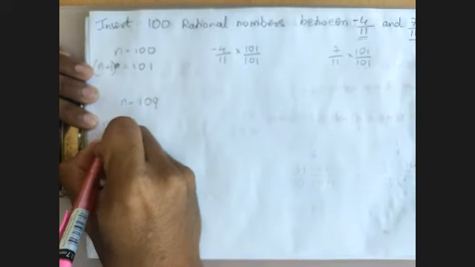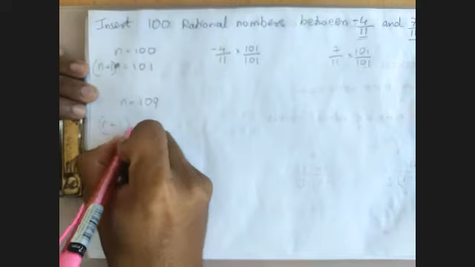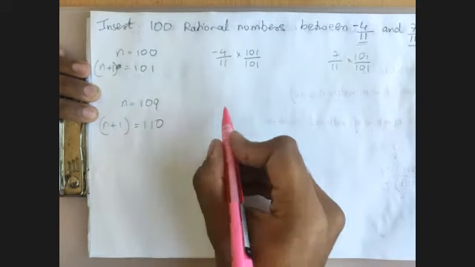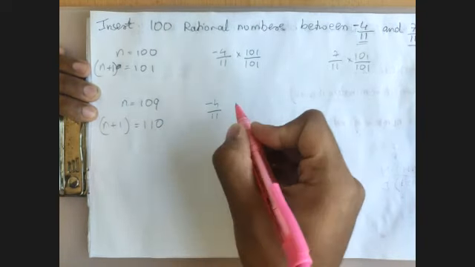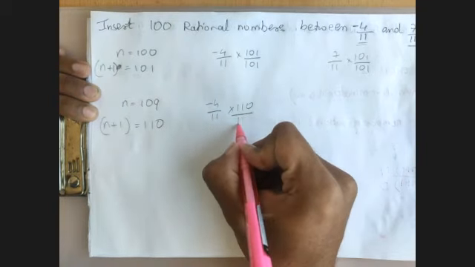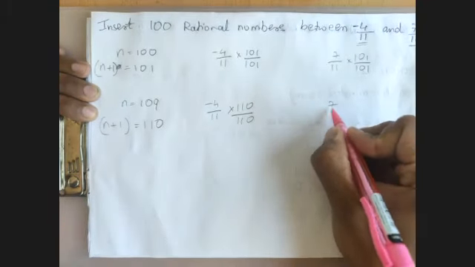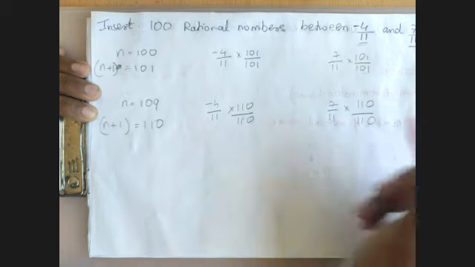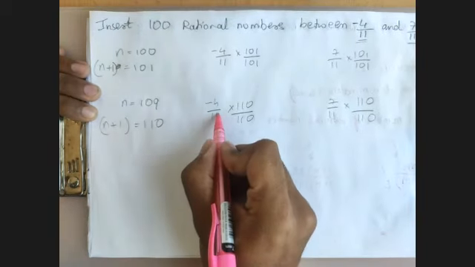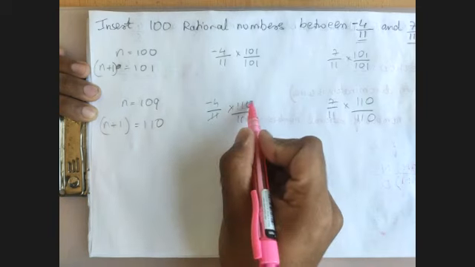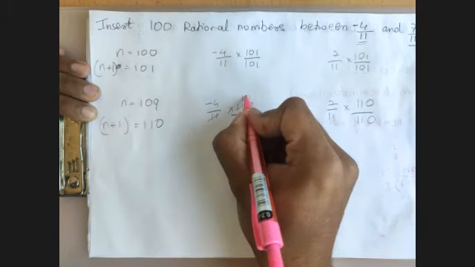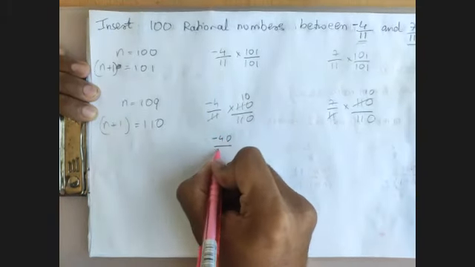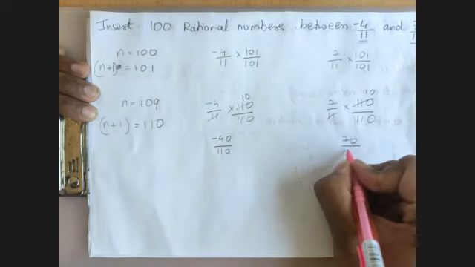So what is n plus 1? N plus 1 would be equal to 110. So now if I multiply minus 4 by 11 into 110 by 110 and 7 by 11 into 110 by 110, what do I get? I can divide 11 into 110, 10 times. So this would be minus 40 by 110. This would be 70 by 110.